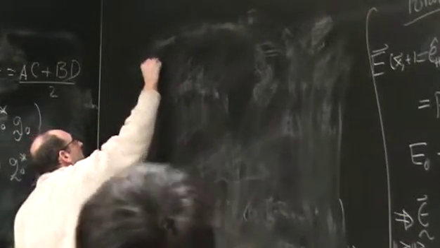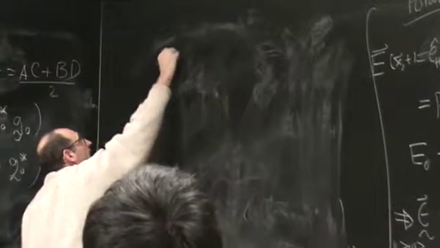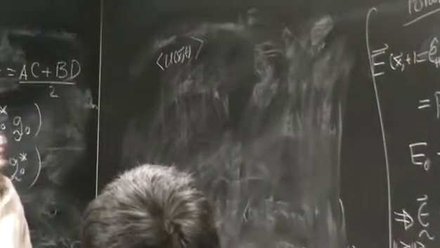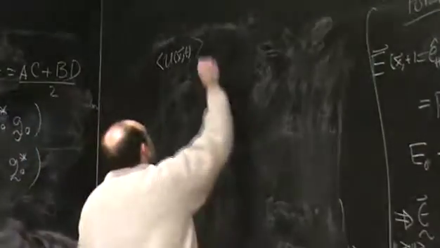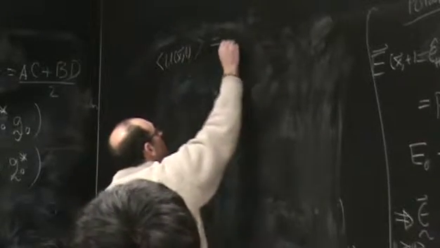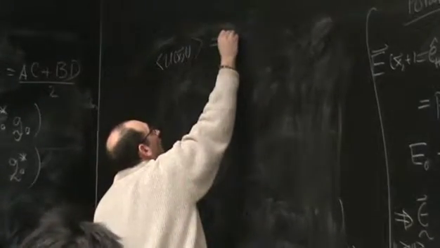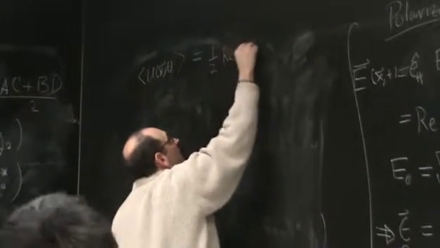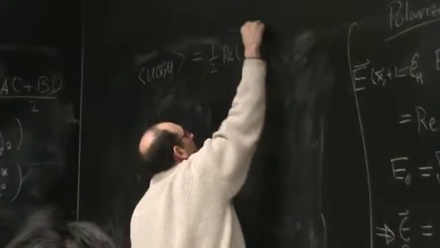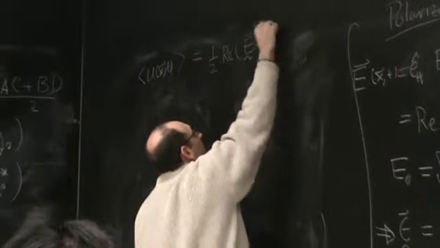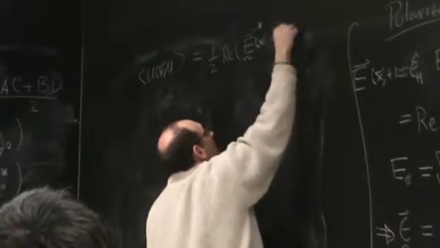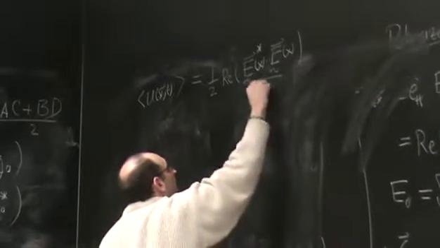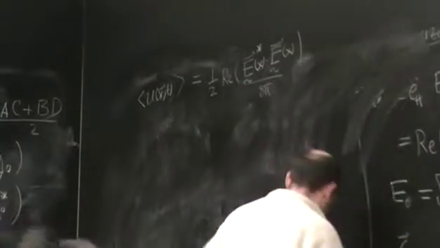The time average energy density in the field is equal to what? Well, it's equal to 1/2 the real part of E tilde star dot E tilde for the first thing, and then I got it over 8 pi.